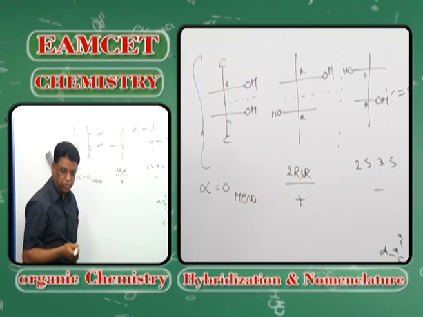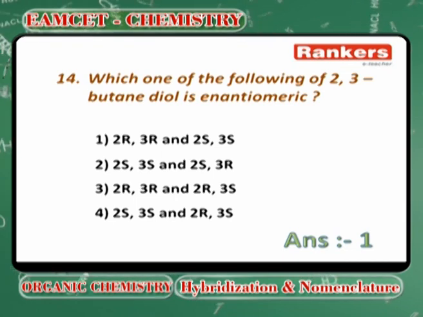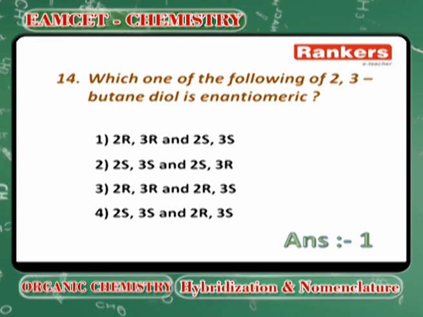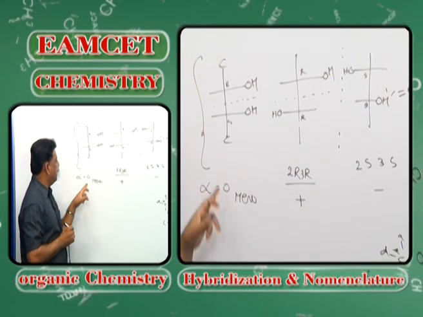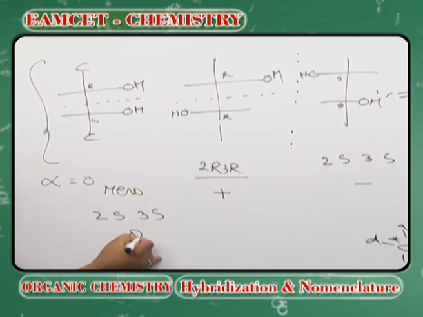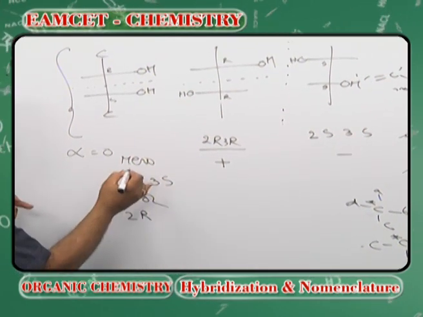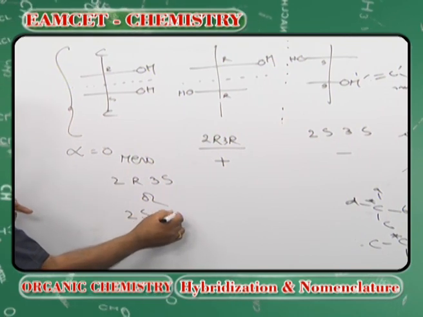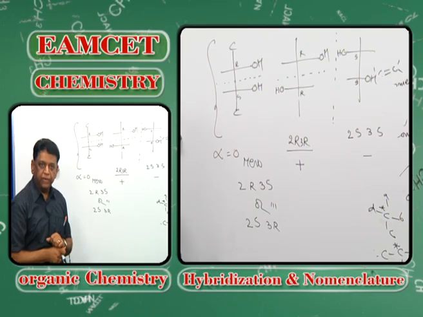So the answer goes to the first one, that is 2R, 3R and 2S, 3S is optically active. Both are enantiomeric to each other. 2R, 3R and 2S, 3S is the enantiomeric pair. And 2R, 3S and 2S, 3R are nothing but the same compound, and it exists as a meso whose optical activity is 0.